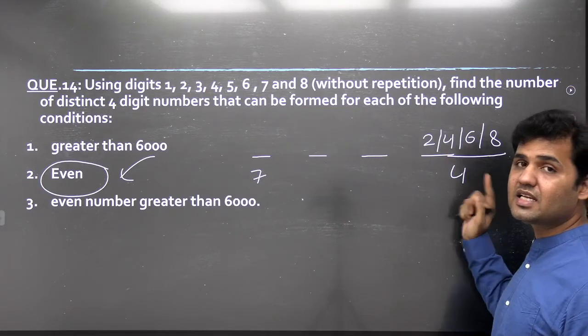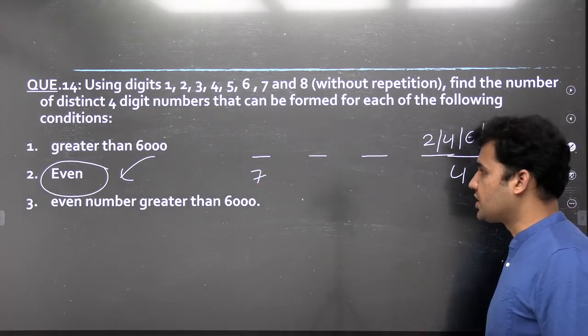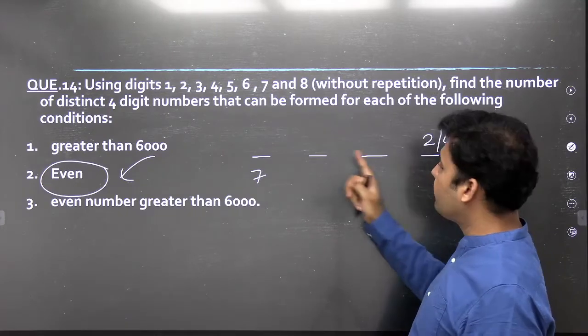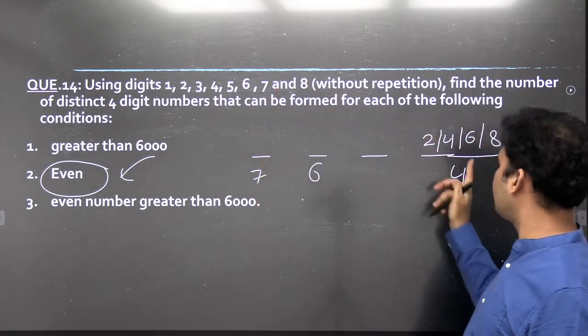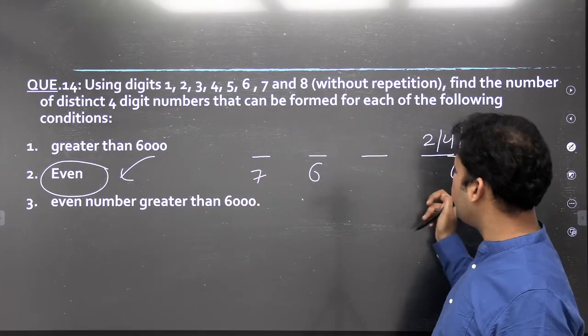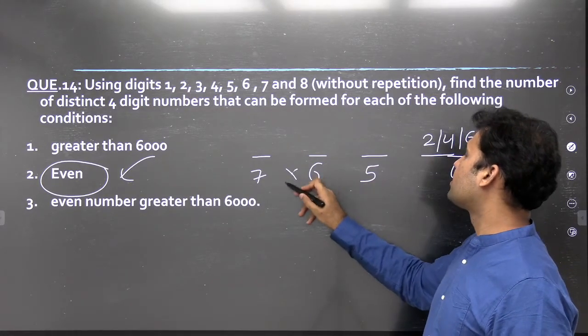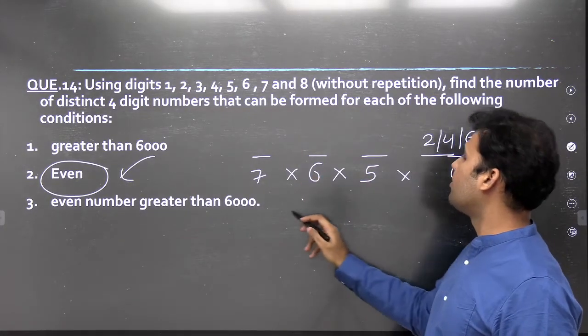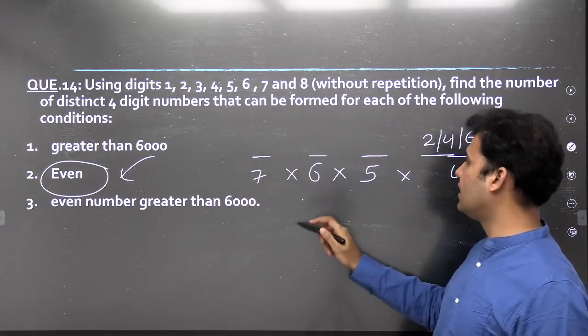So I will satisfy that condition first, and then I will fill the digits of the remaining positions. Now this place can be filled in 4 ways, this in 7 ways, this in 6 ways. Why this in 7 ways? Out of 8, 1 digit is over here, so the remaining 7 digits will be here. Now 2 digits have been placed, so this place can be filled in 6 ways, this place can be filled in 5 ways.